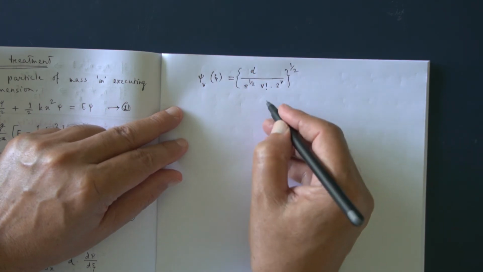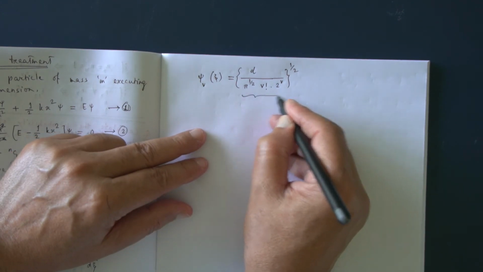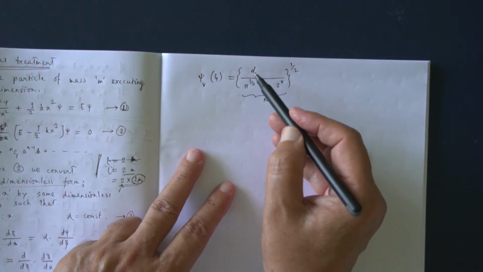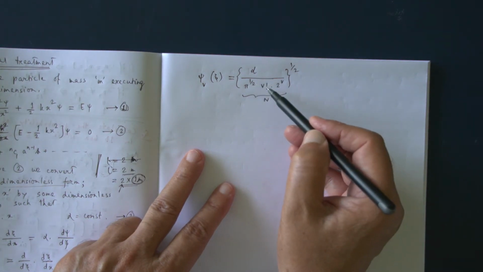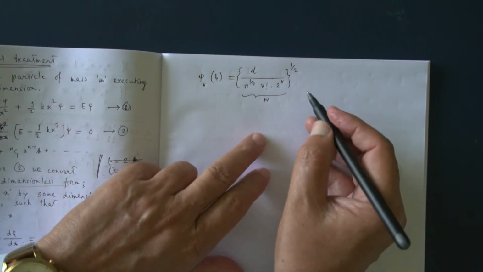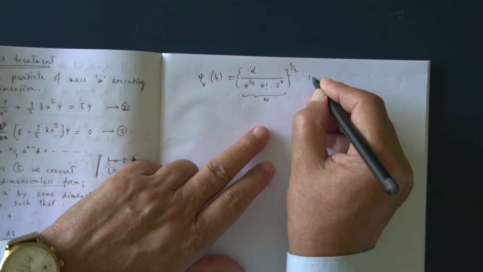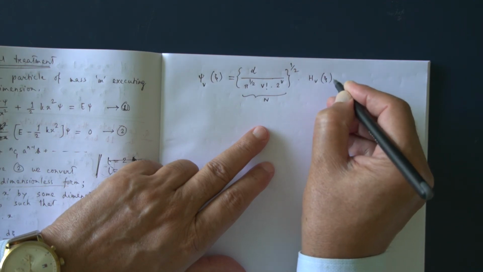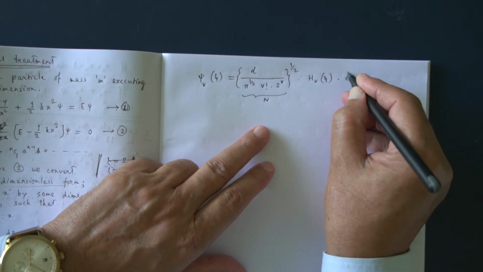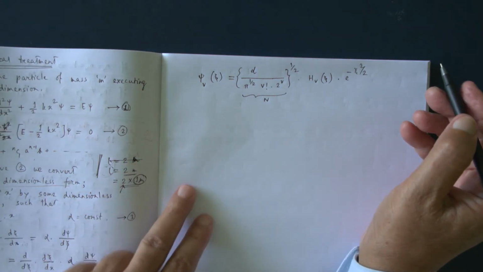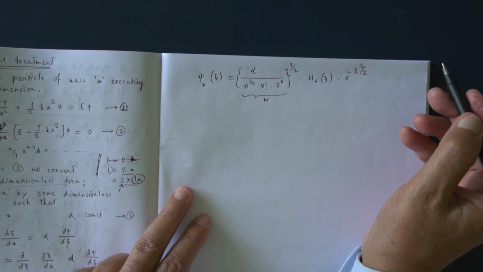This is the value of the normalization constant: alpha by pi to the power half, factorial v into 2 to the power v, whole to the power half. And this is H_v(xi), the Hermite polynomials, and e to the power minus xi square by 2. So this is the value of the wave function.